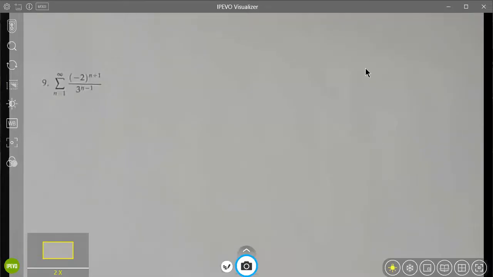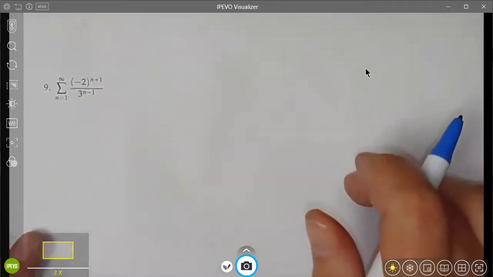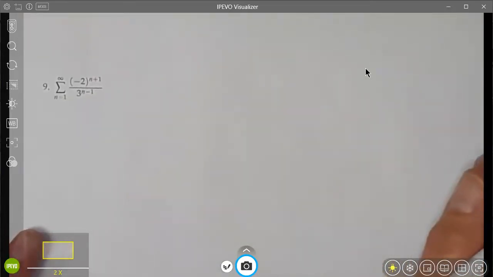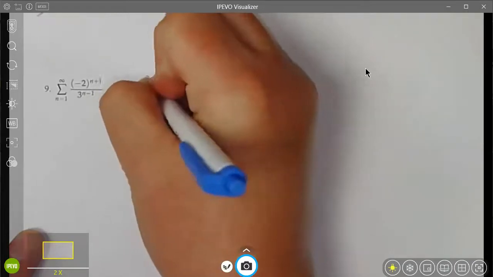Number 9, the series n equals 1 to infinity of the quantity -2 to the n plus 1 over 3 to the n minus 1. And we're going to determine if this is absolutely convergent, conditionally convergent, or divergent. So we're looking at the type of convergence here. We'll start out with absolute convergence.